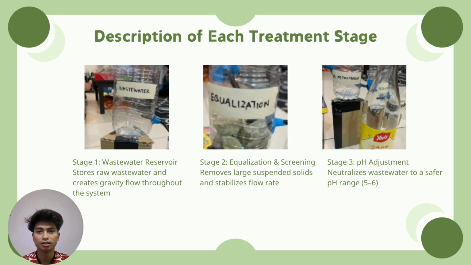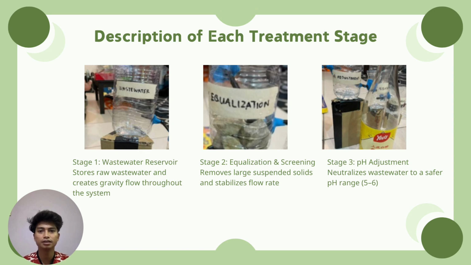Description of each treatment stage. Stage 1 is the wastewater reservoir. This stage stores the raw wastewater and provides gravity flow throughout the system. Stage 2 is equalization and screening. At this stage, large suspended solids are removed while the wastewater flow becomes more stable before entering the next treatment process.